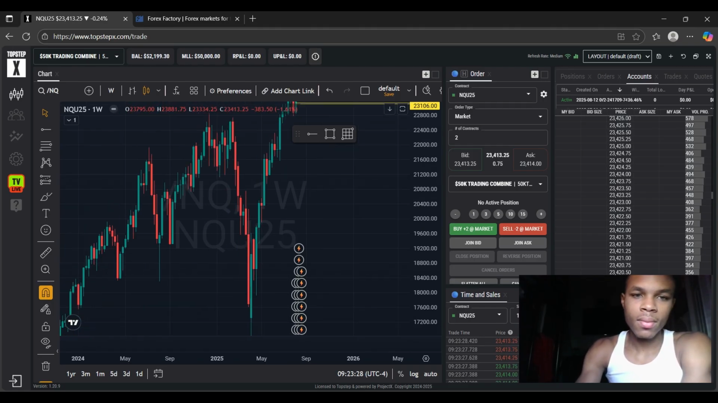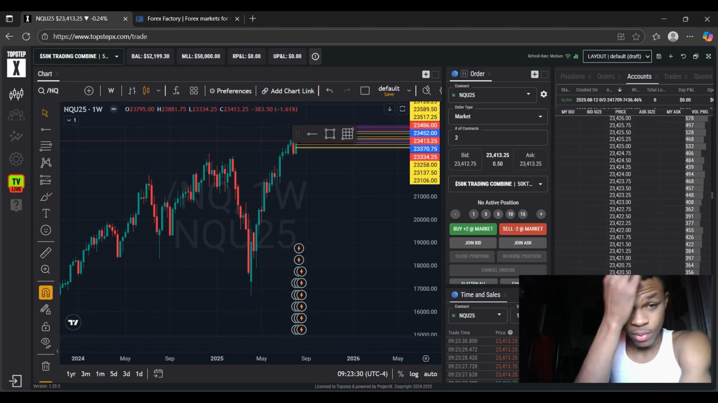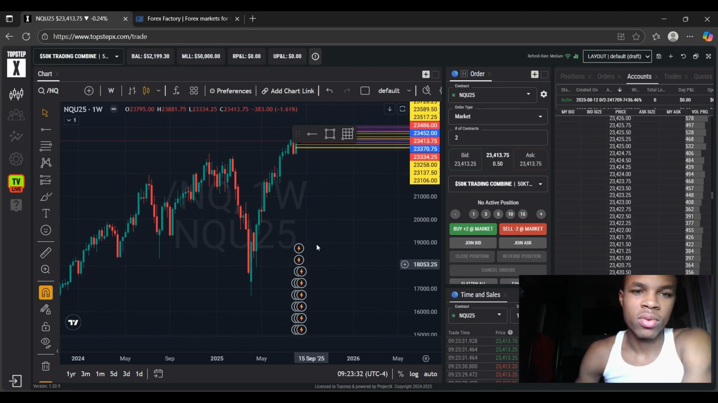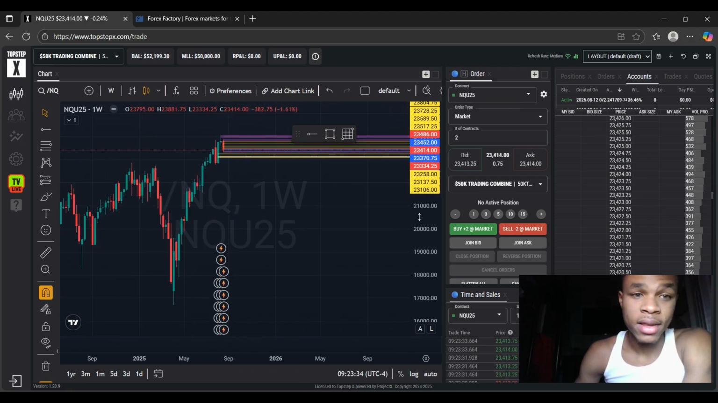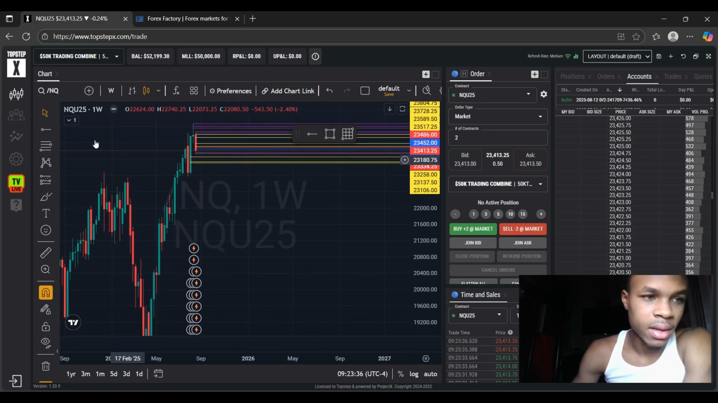So yeah, I think that's what we're doing. I don't think we're forming an actual downtrend unless we get a break of structure on the weekly, then price will have to come all the way down here.